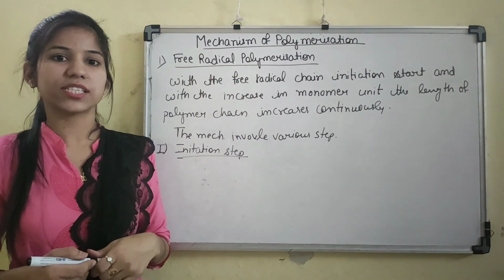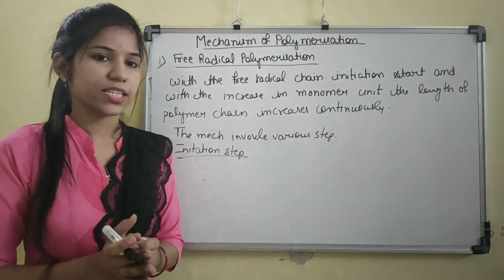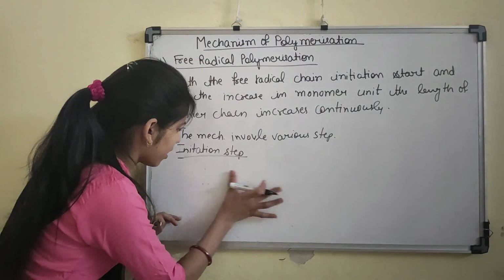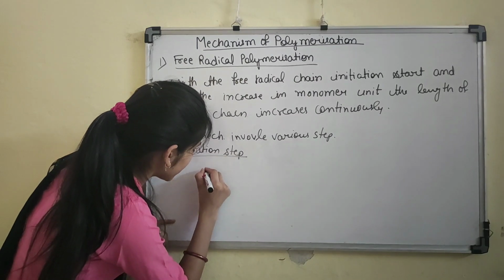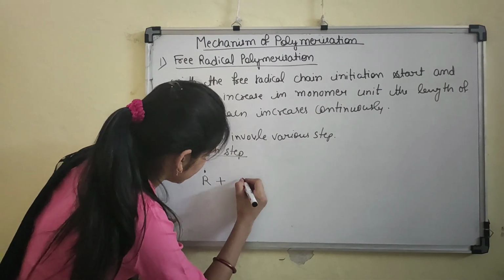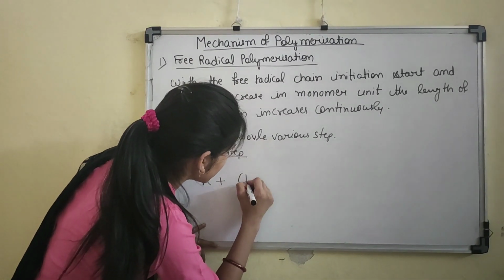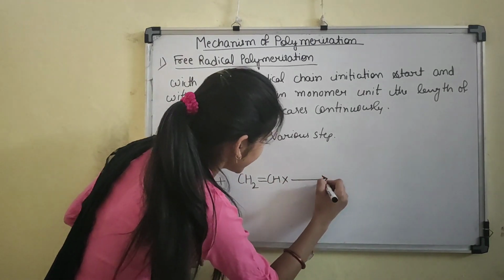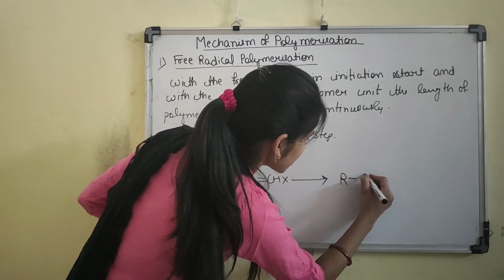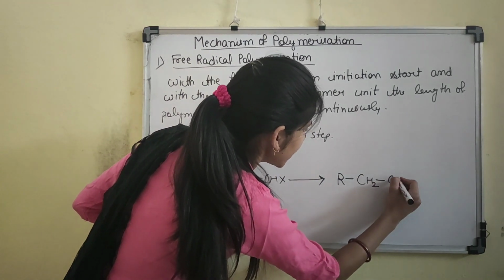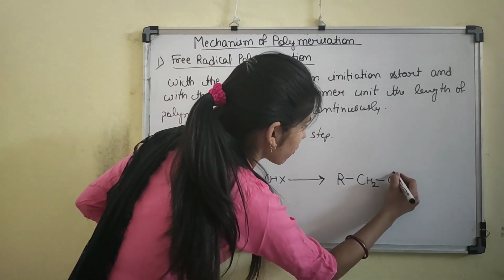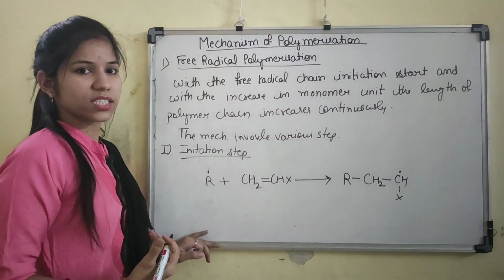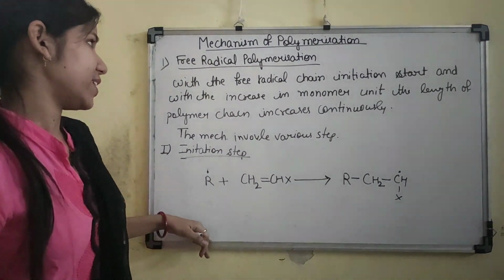The first step is the initiation step. In this, a free radical attacks the monomer unit, the carbon which has a double bond. This is CH2 double bond CHX, and they form R CH2 CHX free radical.